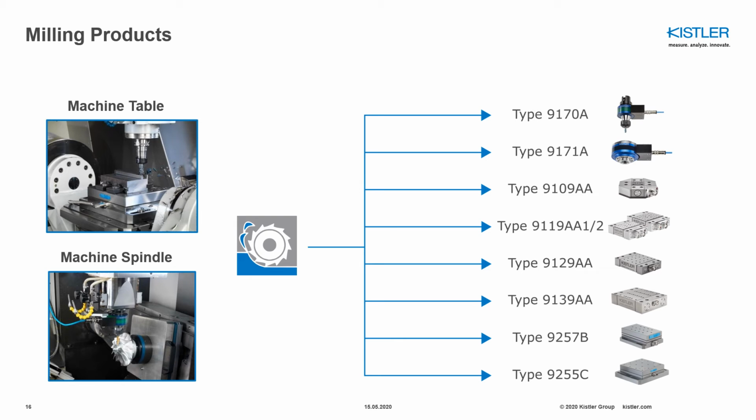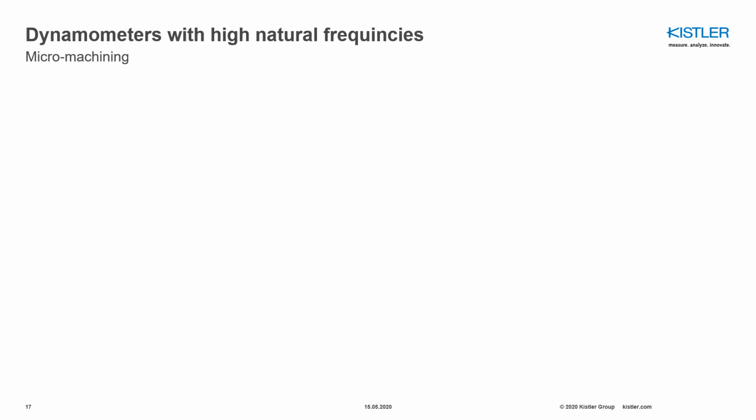As we said before, depending on whether you are utilizing a stationary or a rotating dynamometer on your machine table, there are different options. And we will talk a little bit more about the 9109 with high frequencies, which is very important for micro machining, for instance.